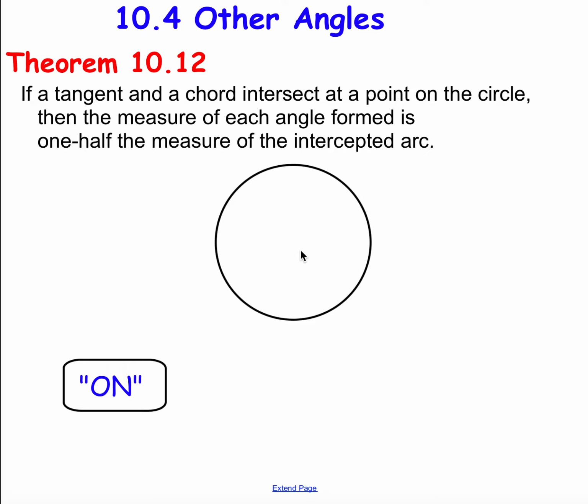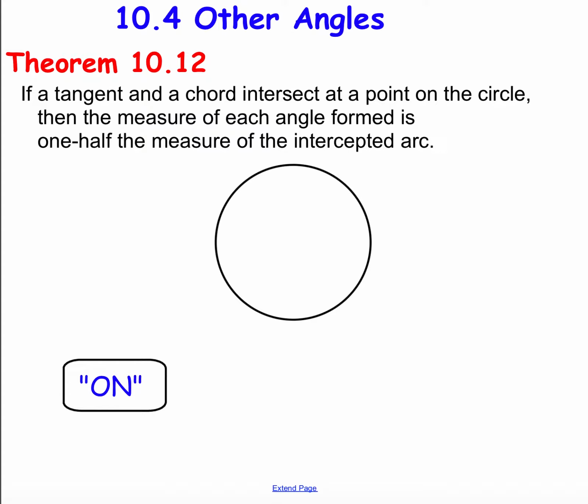Okay, this section is on other types of angles as they pertain to circles. So we're going to learn about three types of angles: angles that are on the circle, angles that are inside the circle, and angles that are outside the circle. And each of them has different rules that pertain to it. You need to be expert on each of these types of rules.